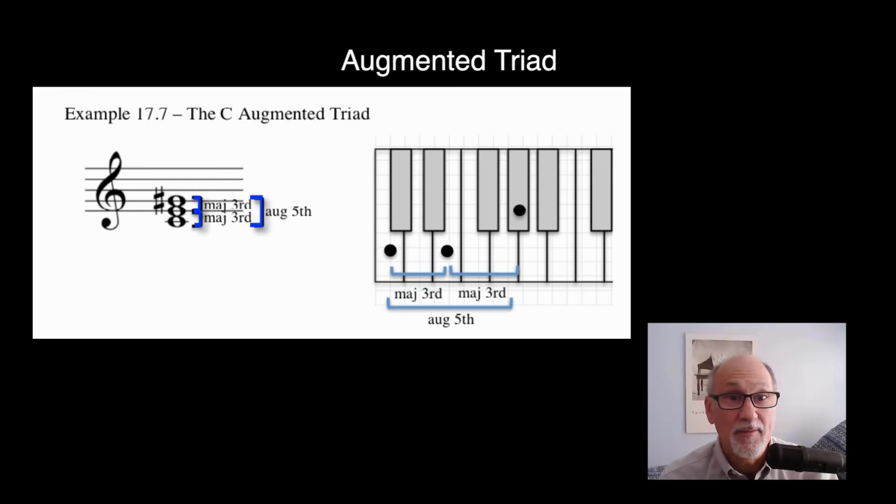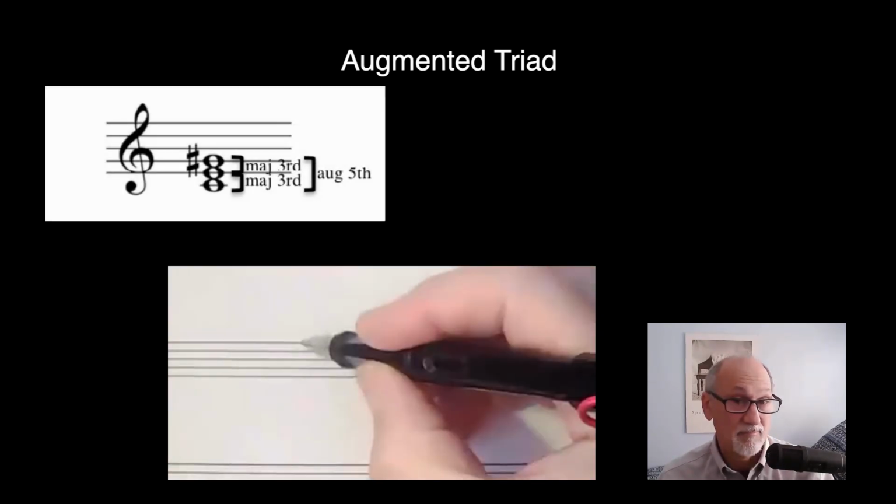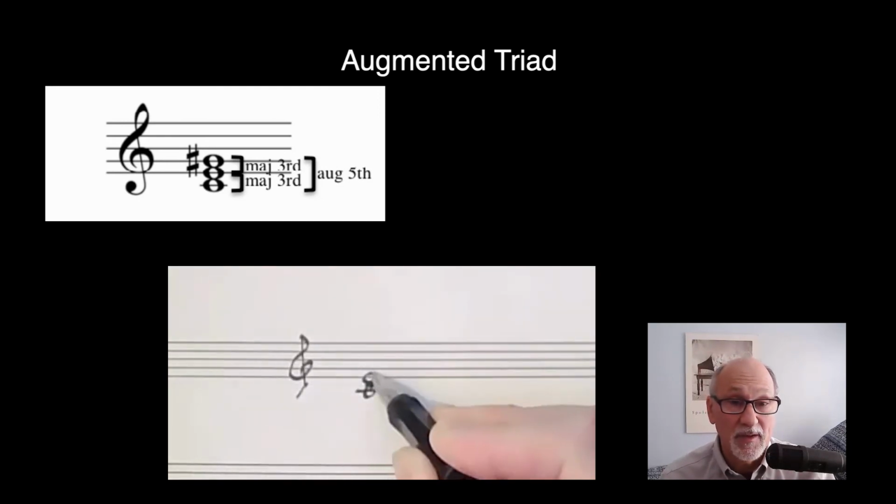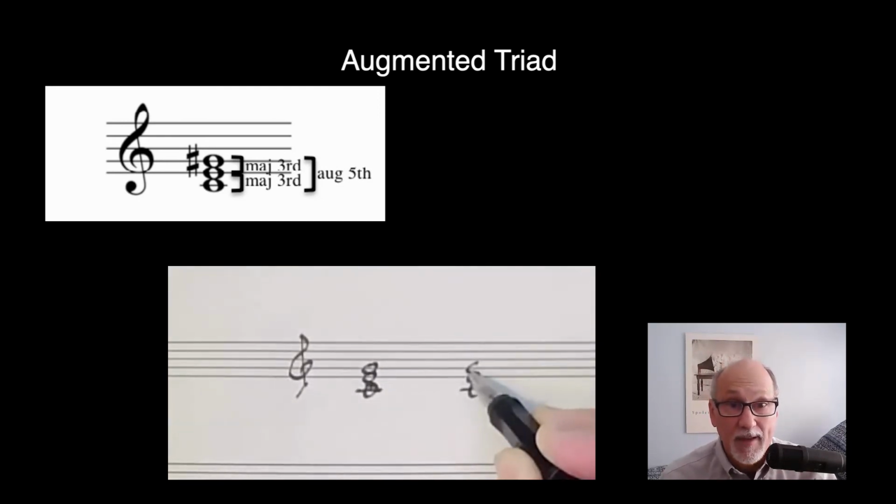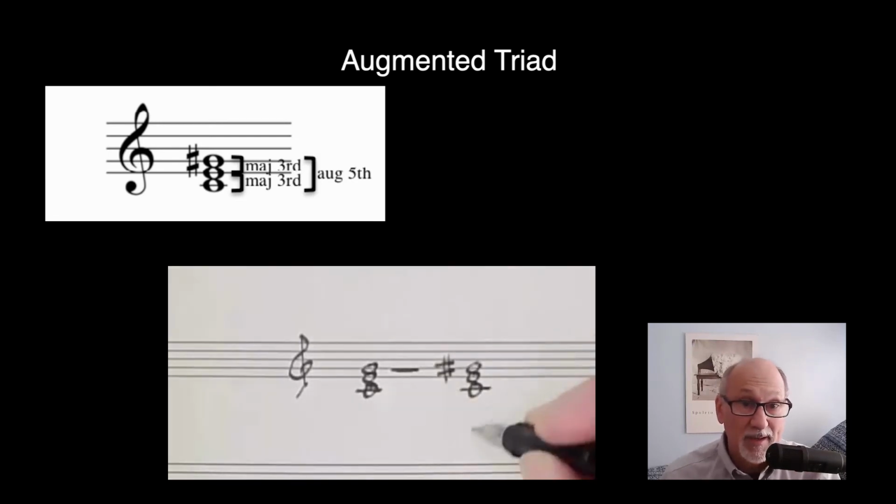As we learned in Chapter 11, an augmented interval is either a perfect or a major interval that has been expanded by a half step. And in this case, a perfect fifth interval from C to G, which is 7 half steps, has been expanded to the augmented fifth interval C up to G sharp, 8 half steps. Now, if you compare this augmented triad to a major triad, you'll see that it's pretty much the same except for that fifth. The fifth is a half step higher than it would have been as a major triad.